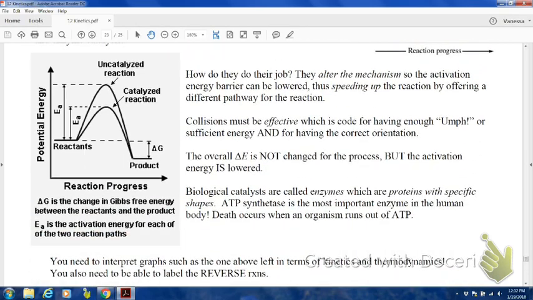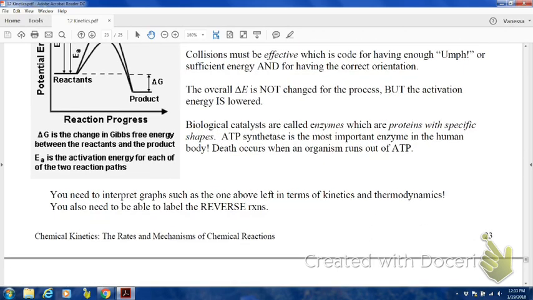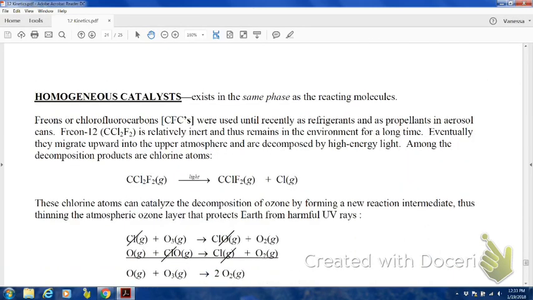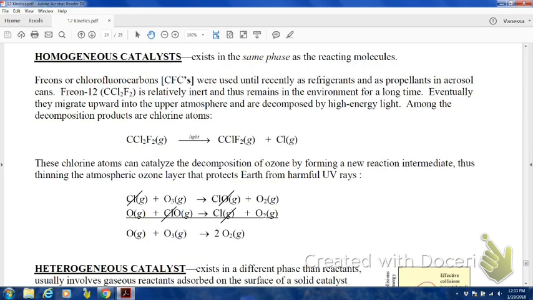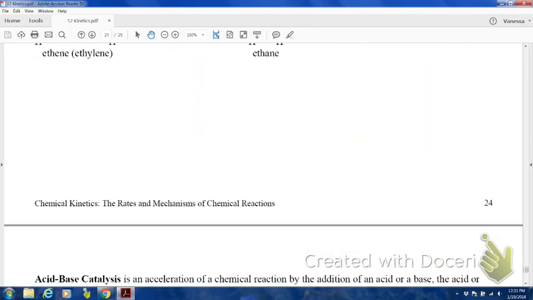You already know, especially if you are in AP Bio, that biological catalysts we call enzymes. And then different kinds of catalysts. Homogeneous means same, so they would be in the same phase. That means if you were working with liquids and you had a homogeneous catalyst, you would have a liquid catalyst. And then heterogeneous catalyst, of course, means they're in different phases. And then you can also have acid-base catalyst.